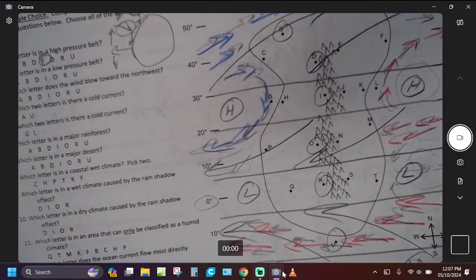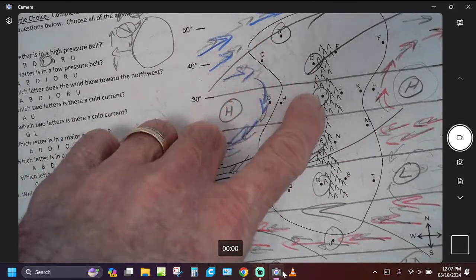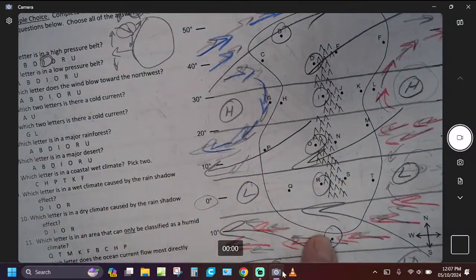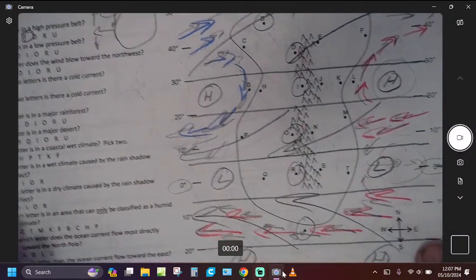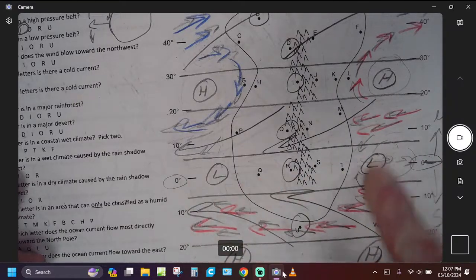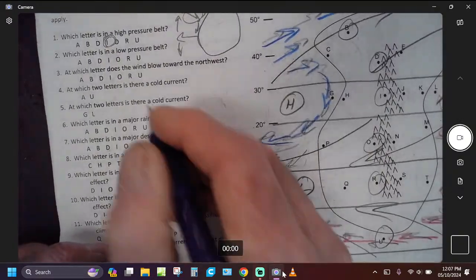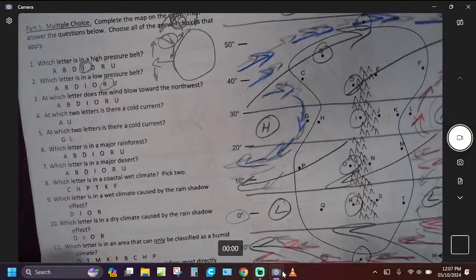And then low pressure belt would be which letter? Is it B, D, I, O, R, or U? Which one's in the low pressure belt? R, right there. This is the low pressure belt between 5 degrees and 5 degrees right there. So that one's R. And then we can do this one.